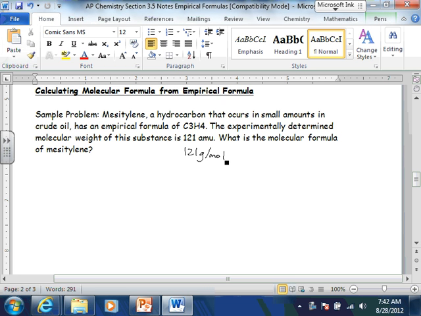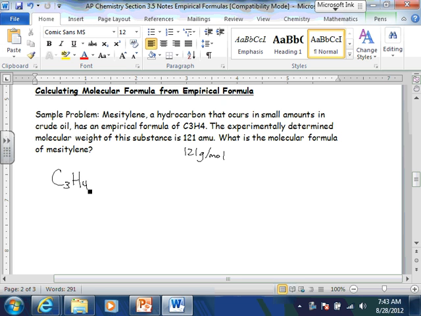Now this one's nice and easy because they've already given you the empirical formula. A lot of times on these molecular formula problems, you'll have to find the empirical formula first. But since we've done that a couple of times already, I didn't think that we need another example of that. So they're giving you the empirical formula here, C3H4. And then they're also giving you the molar mass of the actual molecular compound, 121 grams per mole.